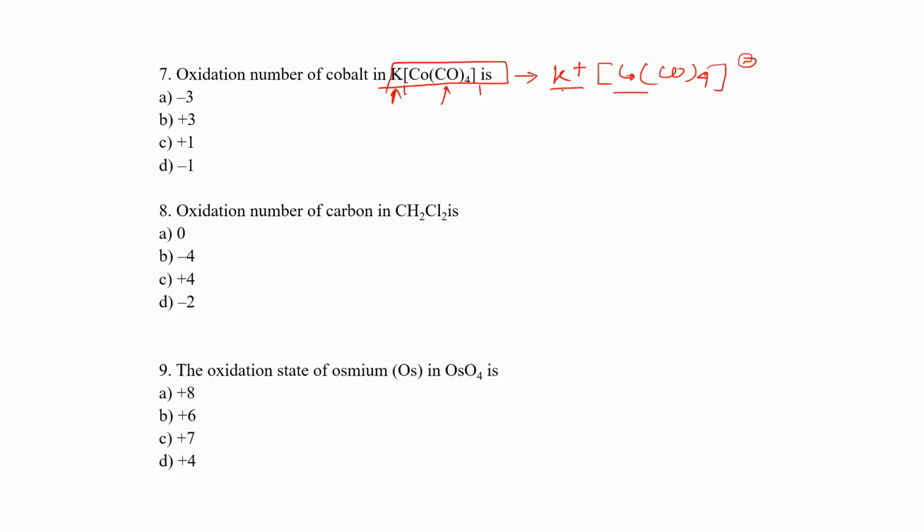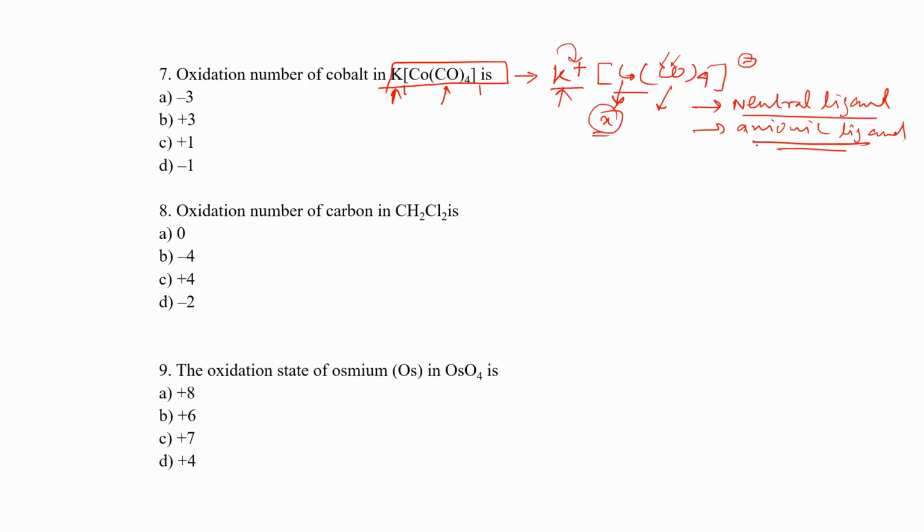So I have written potassium plus, and the cobalt complex as a whole with a minus charge, as the anion form. Now we know potassium will have the positive charge. We have to calculate the oxidation state of cobalt, so I have written X. But what about the CO? There is carbon and oxygen, but oxygen gives the negative charge, so what will be the carbon? Basically, in organometallic chemistry or coordination chemistry, we can say that CO is a ligand binding to this cobalt. In this type of metal complex, there are two types of ligand: one is the neutral ligand, another is the anionic ligand.